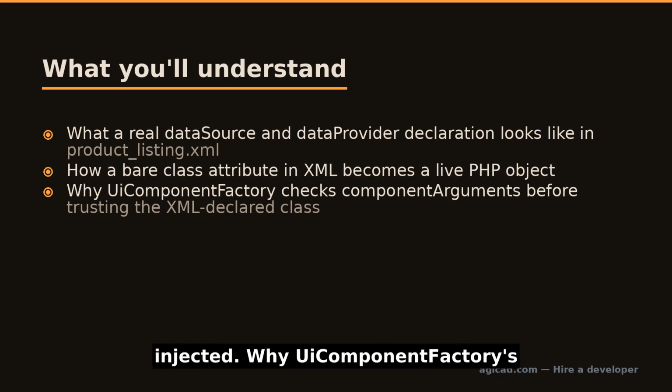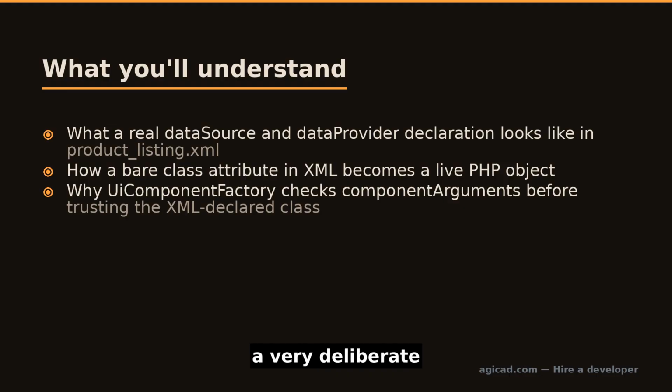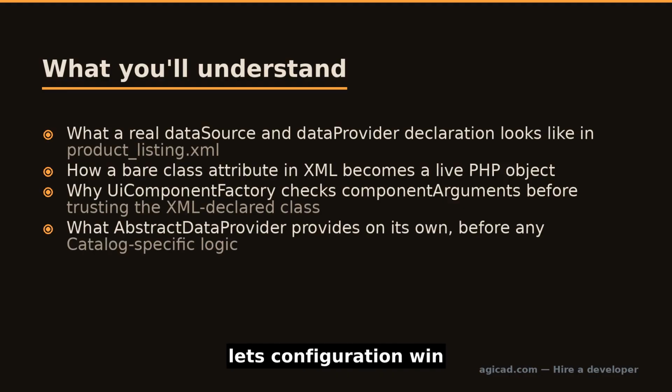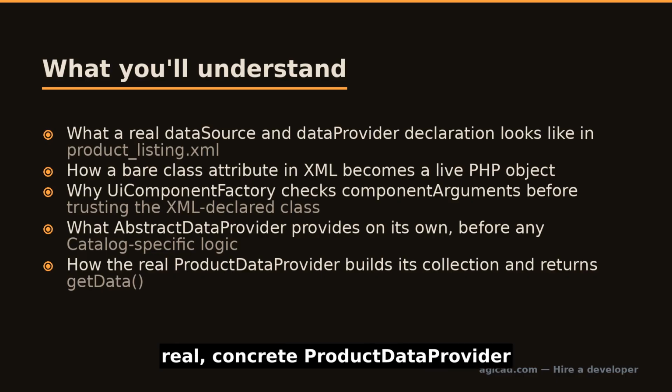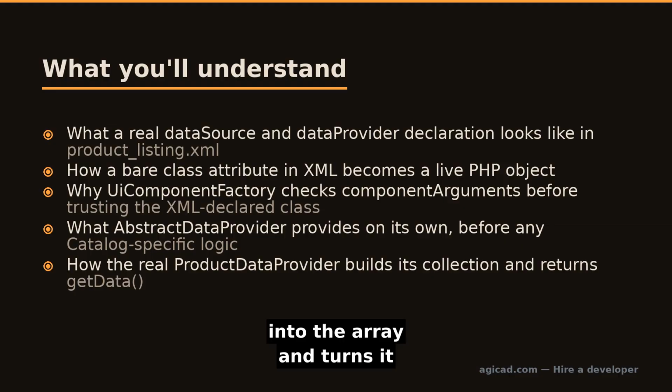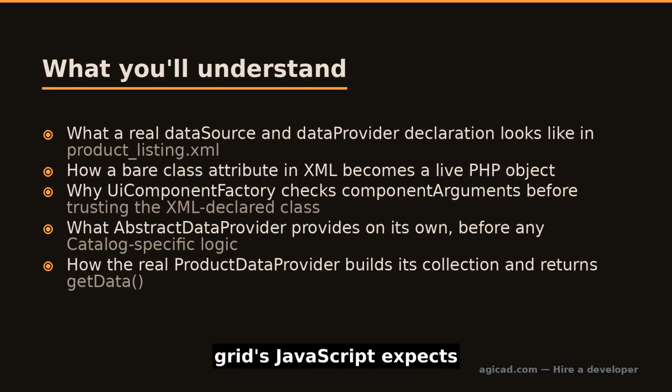Why UiComponentFactory's create method has a very deliberate override step that lets configuration win over whatever class name it resolved earlier. What the shared AbstractDataProvider class provides on its own, with zero knowledge of products or collections. And how the real, concrete ProductDataProvider class builds an actual product collection and turns it into the array structure the admin grid's JavaScript expects back.